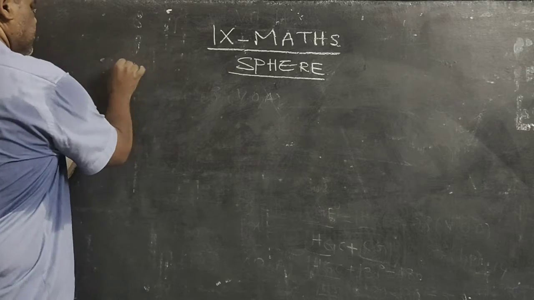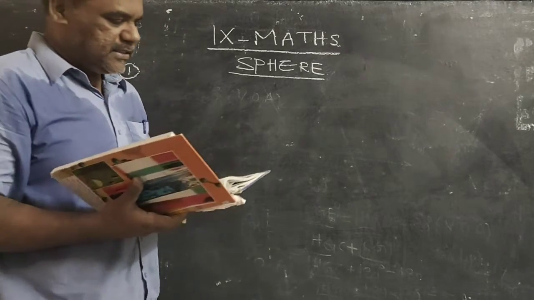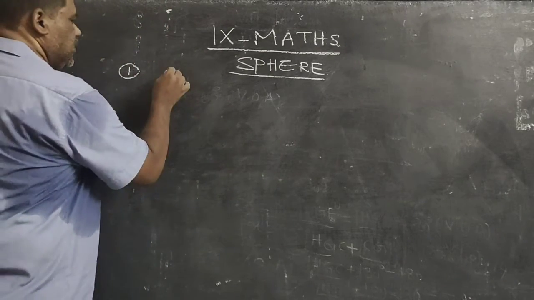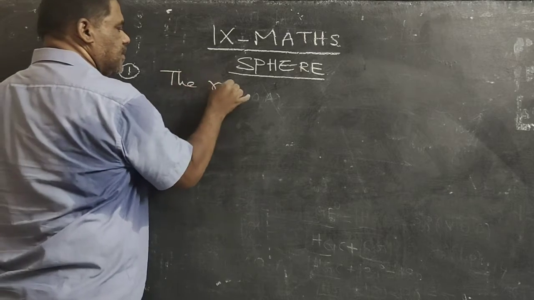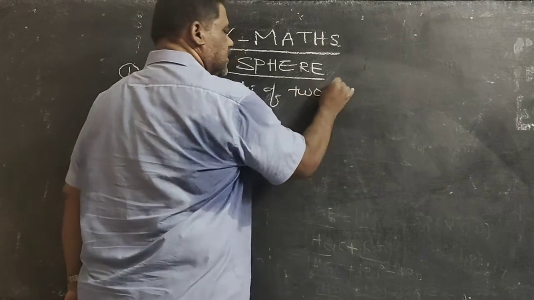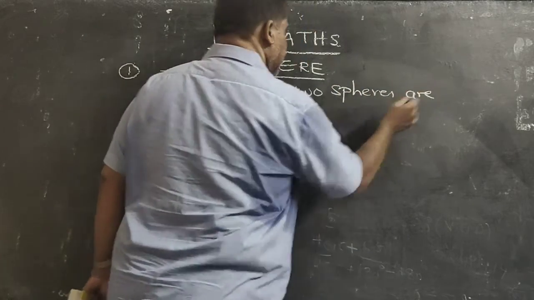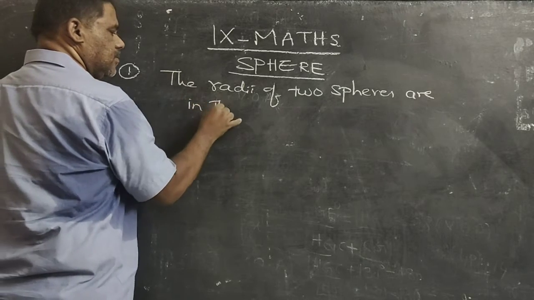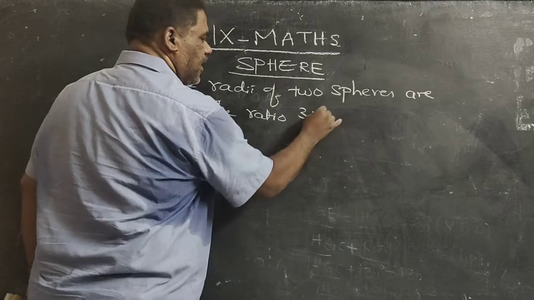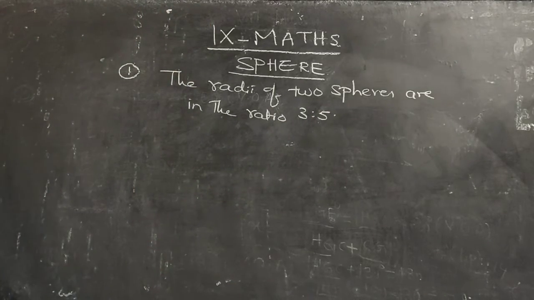Right, next problem. Let us continue the sphere topic. Next sum. The radii of two spheres are in the ratio 3:5. What is the ratio of their surface areas?